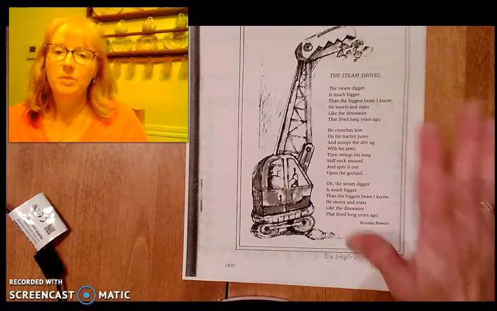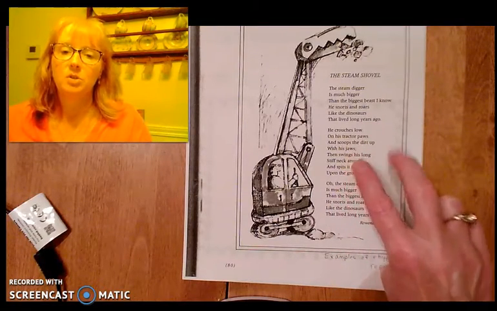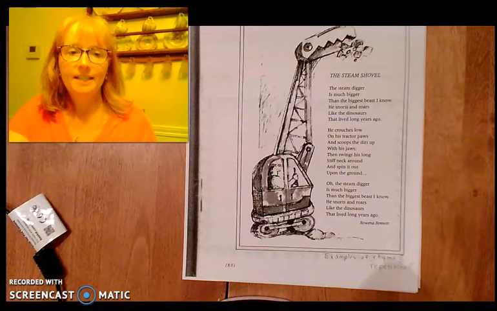Now, I want you to get this poem out, and I want you to read it two times to a parent and do your very best expression. Practice your fluency. Have fun.